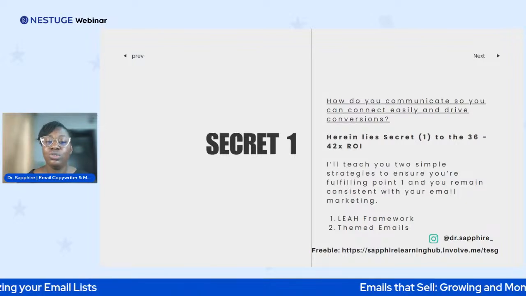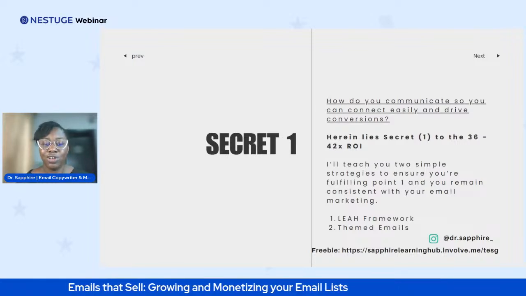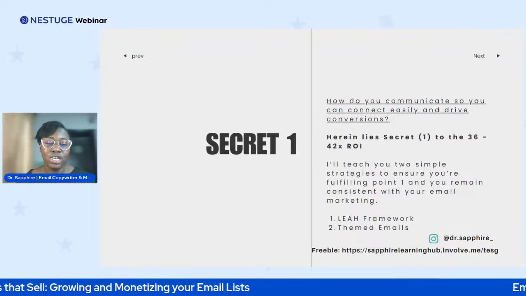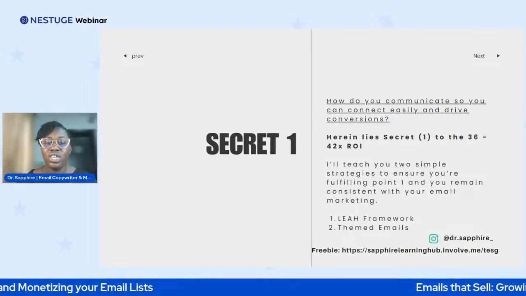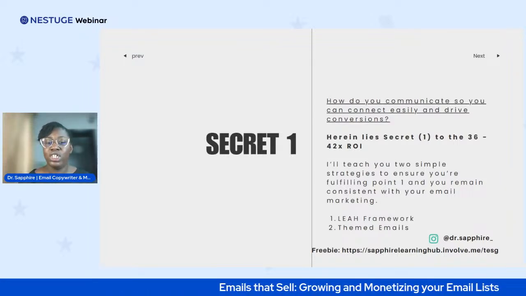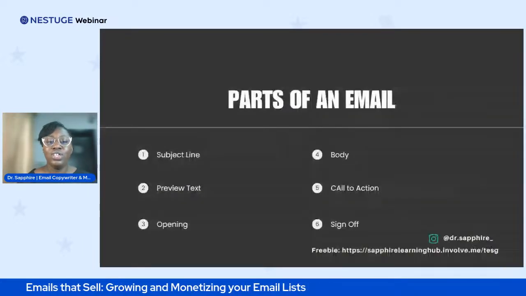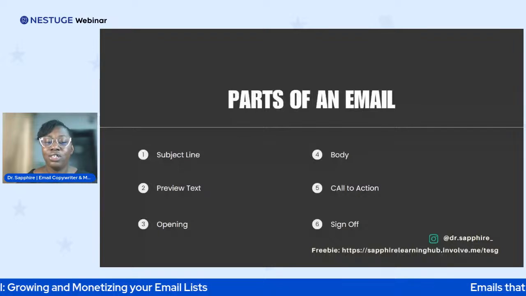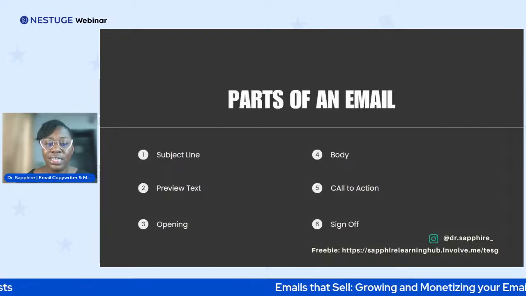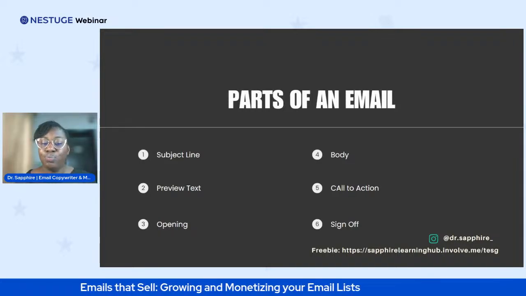And I'm going to teach you two simple strategies to ensure that you are fulfilling point one and you remain consistent with your email marketing. Remember that I told you it's a long-term thing. So the first one is the Leah framework, which I will explain, and then the themed emails, which I will also explain for you. Now, before we do that, let's look at the parts of an email. And we have 6 parts here. We have the subject line, the preview text, the opening, the body, the call to action, and the sign off.